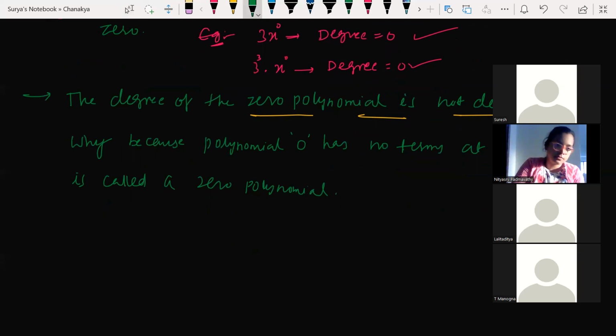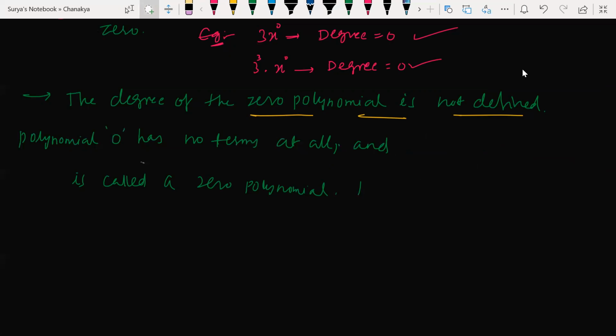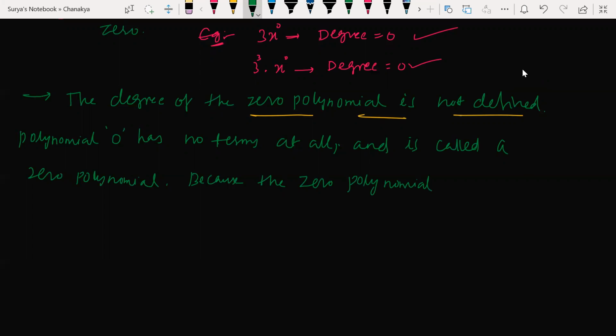Why? Because look, you can write again. Look at this, beta. You can write like this, or else you simply write like this. Let me write here. Polynomial 0 has no terms at all and it is called a zero polynomial, and because of this continuation, because the zero polynomial has no non-zero terms, so the zero polynomial has no degree.